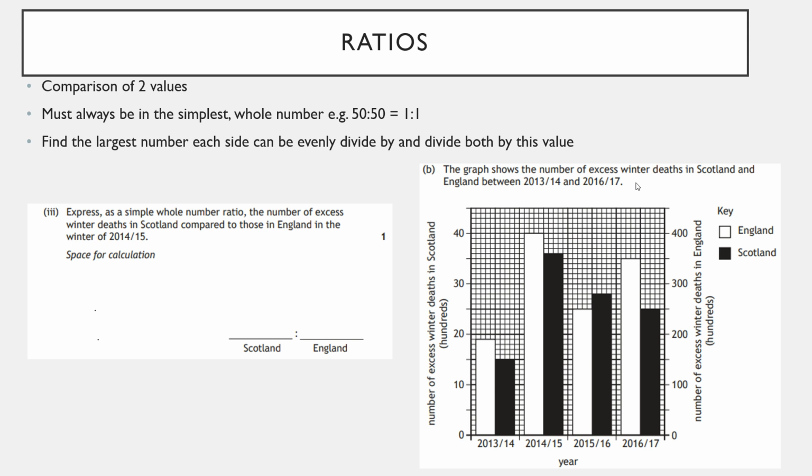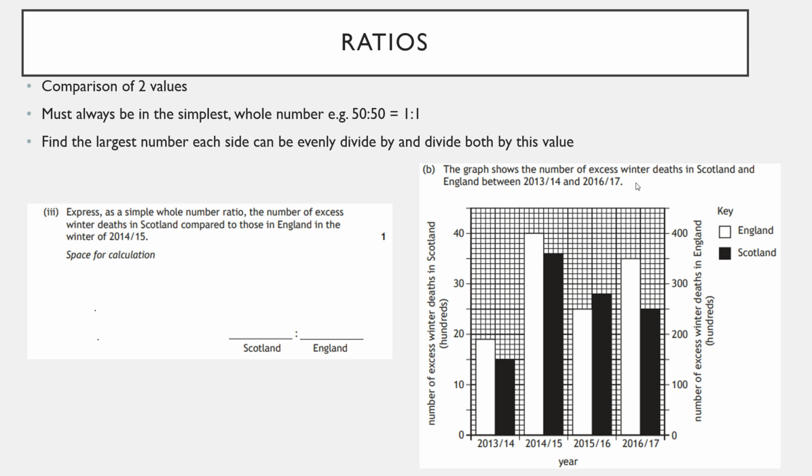You may also be asked to do a ratio, which is the comparison of two values, and you'll always be asked to express it in its simplest whole number form. So you'll never be dealing with decimal points. For example, a ratio of 50 to 50 will always be simplified down to 1 to 1. The way to do this mathematically is to find the largest number each side has in common that can be evenly divided by, and divide both by this value. A kind of cheat way, if you like, of doing it: if it's an even number, start dividing by 2. If it's an odd number, start dividing by 3 or maybe 5, and you should still get to the same point.